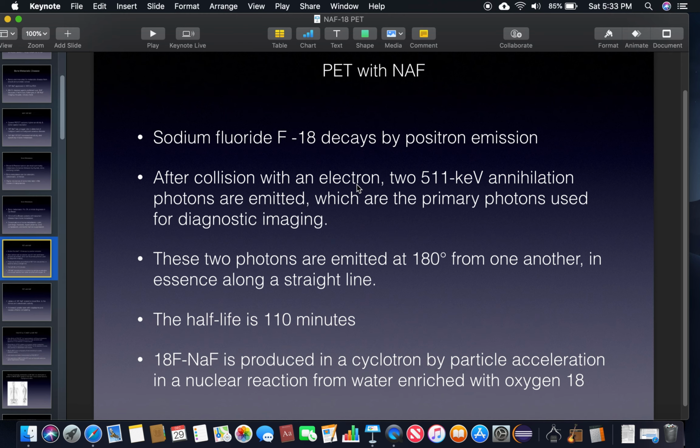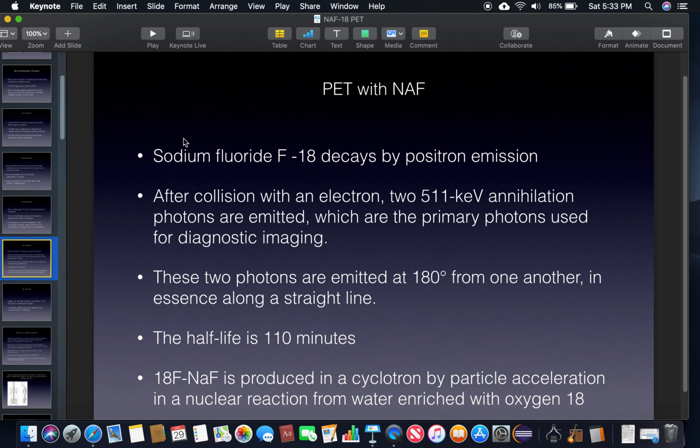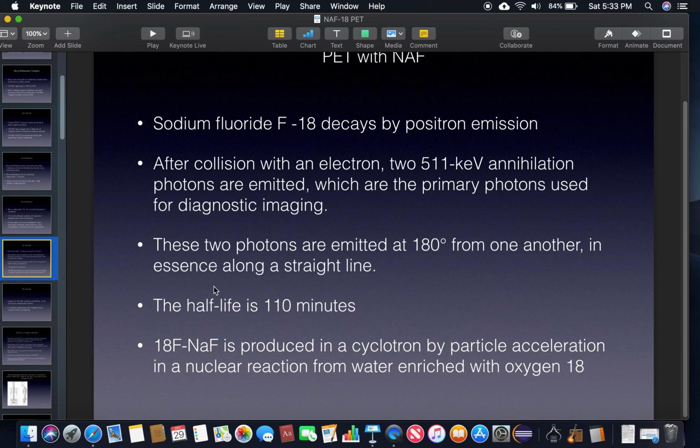A few words about the chemical and physical properties of sodium fluoride. Now, sodium fluoride F18 decays by positron emission. As you all know, after collision with an electron, 511 keV annihilation photons are emitted at a 180 degree angle to each other, essentially along a line, and these are then imaged. The half-life obviously is 110 minutes. It is produced in a cyclotron by particle acceleration in a nuclear reaction from water enriched with oxygen 18.